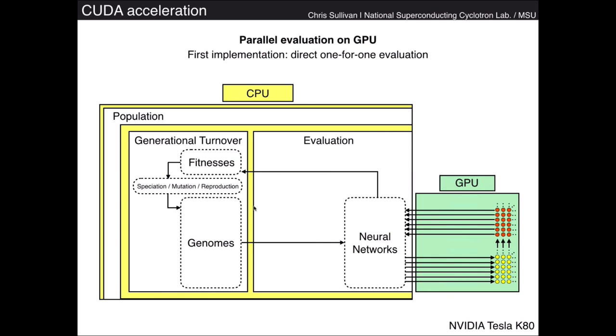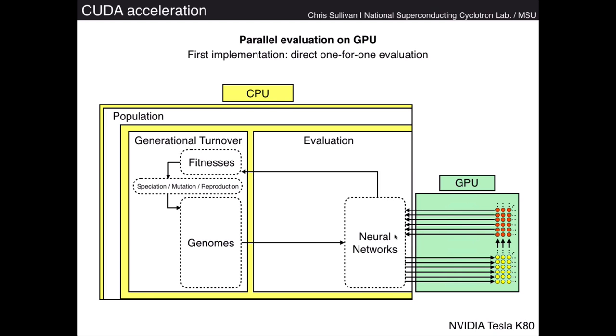So my first implementation of NEAT on the GPU is what I'm calling a direct one-for-one evaluation. What that means is that for every neural network, I copy it over to the GPU, I evaluate it, I take the evaluated outputs and copy them back, and that's everything that's being performed on the GPU. Each thread on the GPU is tasked with evaluating a different neural network.